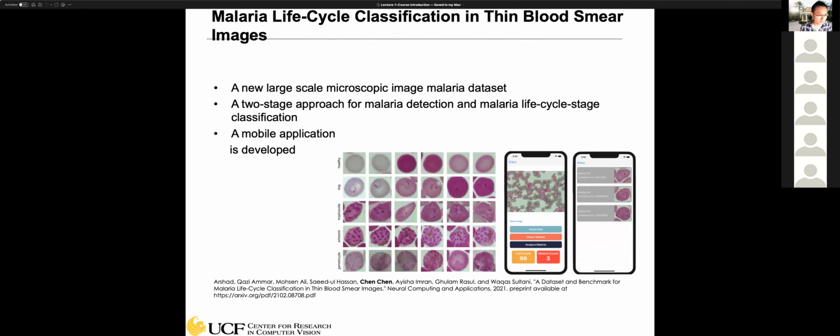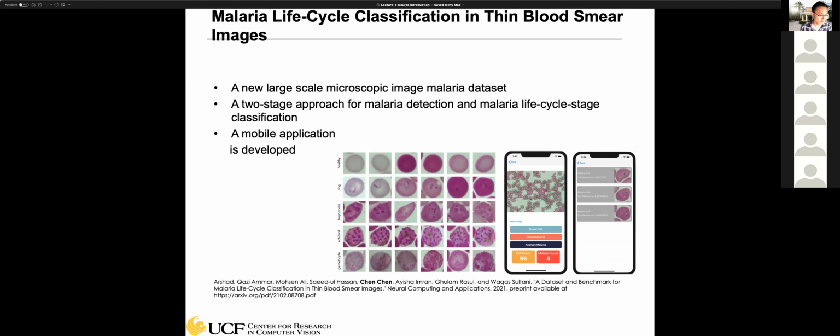And this one is for malaria life cycle classification. Malaria is a type of disease where the parasite infects the mosquitoes, and if the mosquitoes feed on a human, then you get infected, right? So it's a transmitted disease. People can get really sick, with high fever, etc.